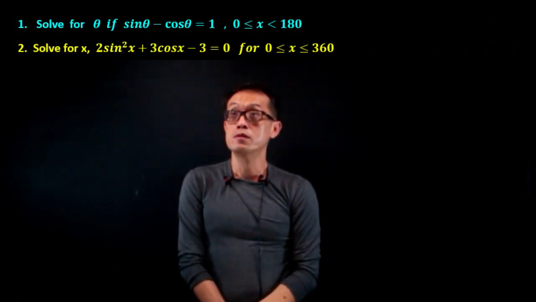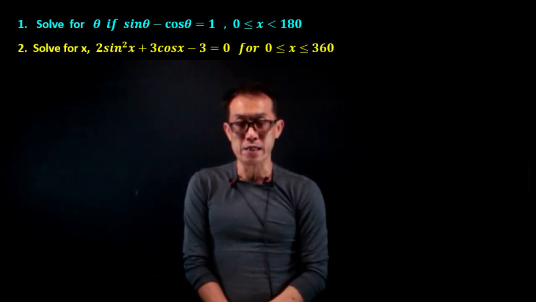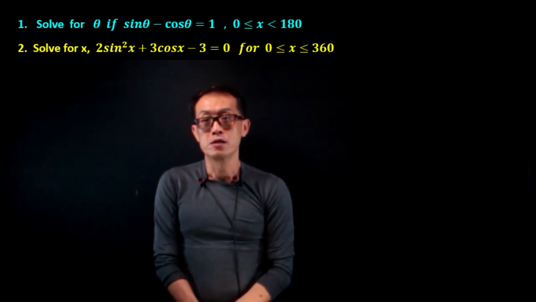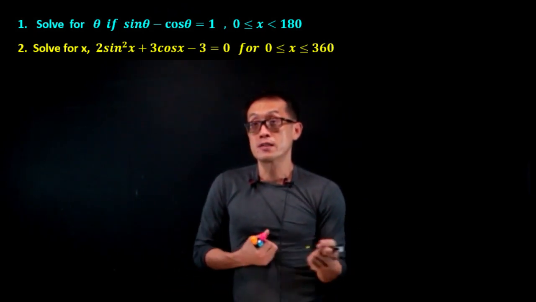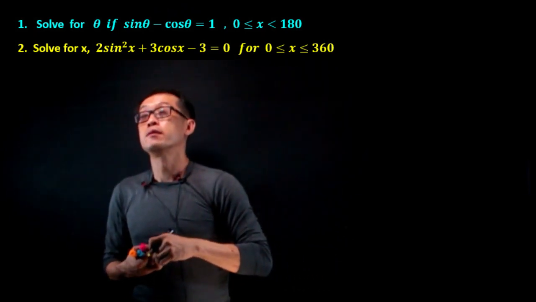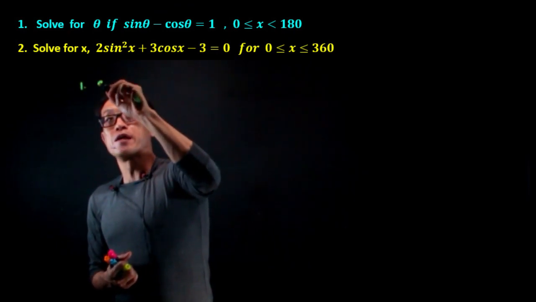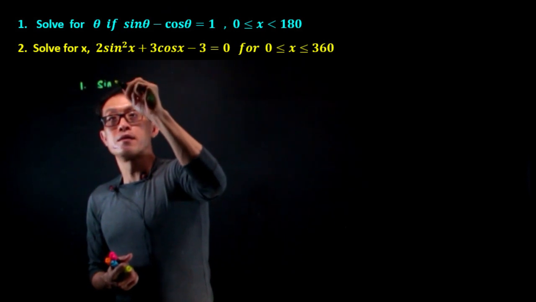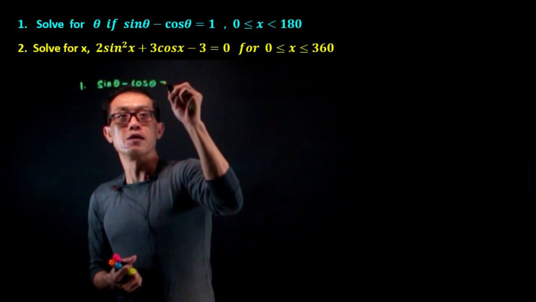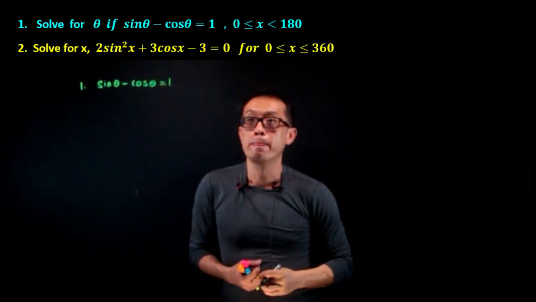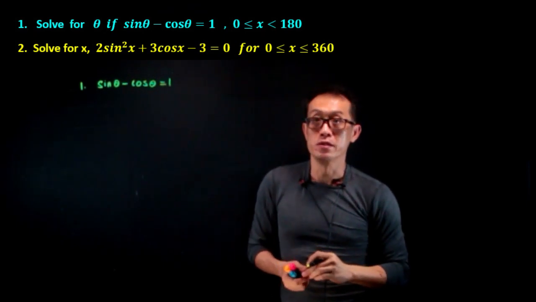Good afternoon. We are on the topic of solving trigonometric equations using trig identities. Now let us start with question 1. In question 1, we are given that sine theta minus cos theta equals 1. Now there are at least two ways to solve this equation.